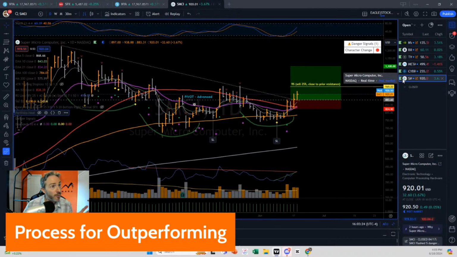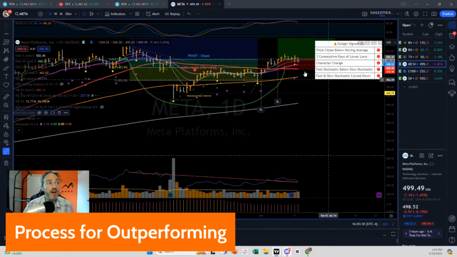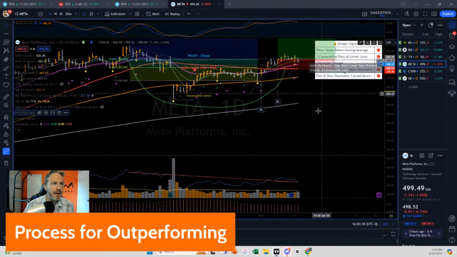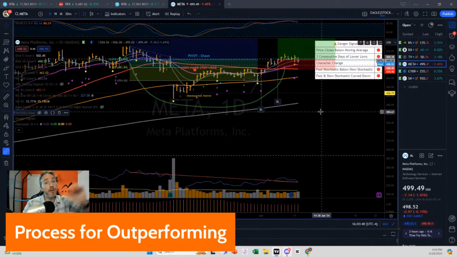Now, the thing with each of these is that each one of them is outperforming. Aside from Meta, Meta's the only one that's still trading below its pivot. Everything else is profitable at this point. What I want to share with you isn't that, wow, look at how great I am. What I want to give to you guys is something that you could actually do.